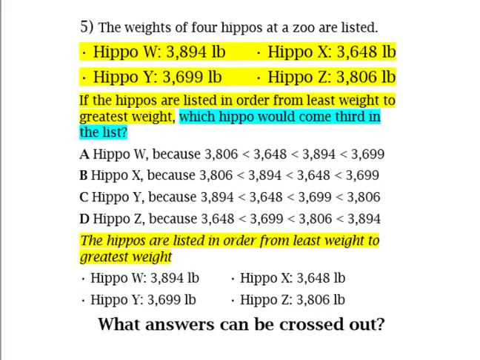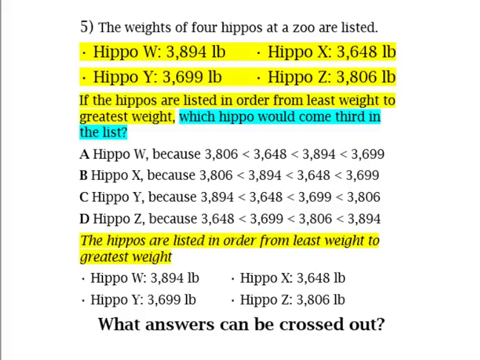Are there any answers we can cross out? Okay, so let's take a look. Because we are listing the weights from least weight to greatest weight, we know that the least weight in the list, which is smallest, could not be the answer, and also the greatest value could not be the answer as well, because the smallest number and the largest number cannot be third in the list.